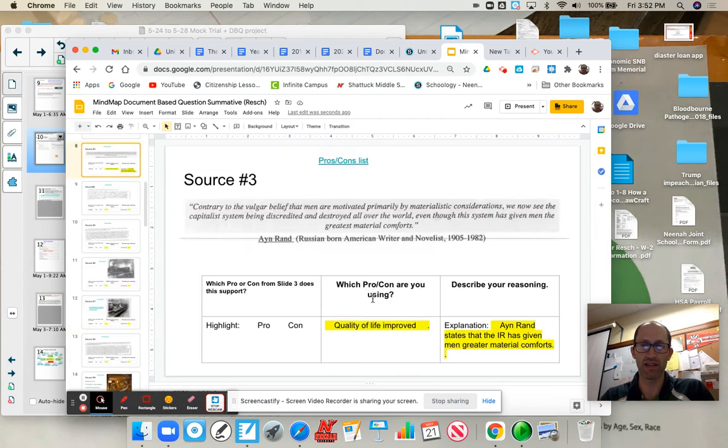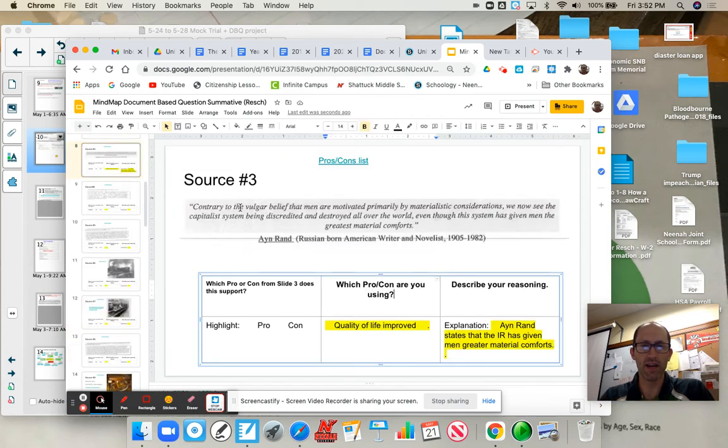And if you did your previous slides really well, we can see that contrary to vulgar belief that men are motivated primarily by materialistic considerations, we need to now see the capitalist system being discredited and destroyed all over the world, even though the system has given men the greatest material comforts. So we know Ayn Rand is saying that quality of life is improved, because the Industrial Revolution gave us greater material comforts. We're talking about things like toasters, spoons and knives and forks. This would be good, and this would be a pro. So I would want to have that highlighted using this tool.